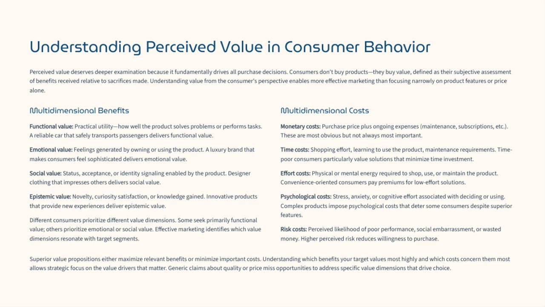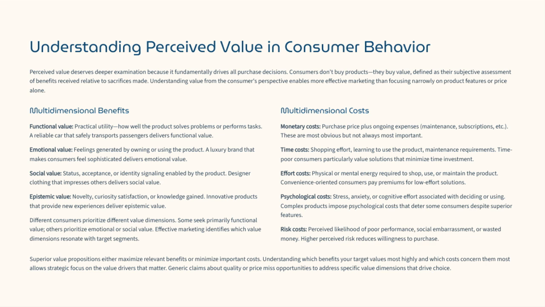dimensions. Epistemic value relates to novelty, curiosity, or gaining knowledge. Products that offer new experiences deliver this. Social value involves status, acceptance, or signaling identity. Designer clothing that impresses others is a good example. Emotional value is about how owning or using a product makes you feel. Luxury brands that evoke sophistication tap into this. And functional value, of course, is about practicality, like a reliable car that safely transports you and your family.